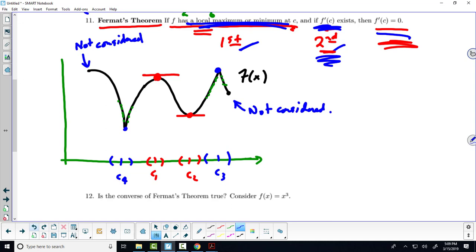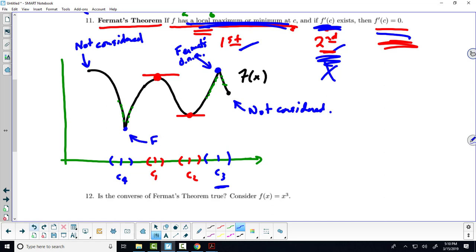And at that corner, it's not differentiable. Remember, that was one of our scenarios that we saw where a derivative wouldn't exist, even though we were continuous. So even though we're continuous at C3, the derivative does not exist. So Fermat's theorem does not apply because we failed to meet this condition. So let's just say here, Fermat's doesn't apply. I'll put DNA for does not apply.